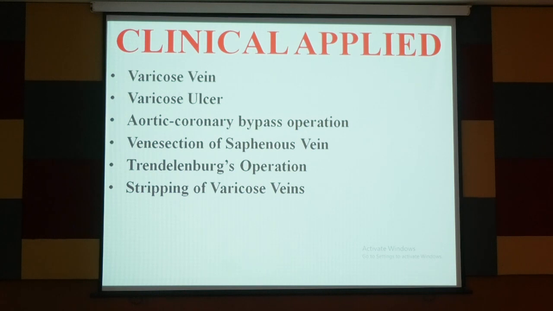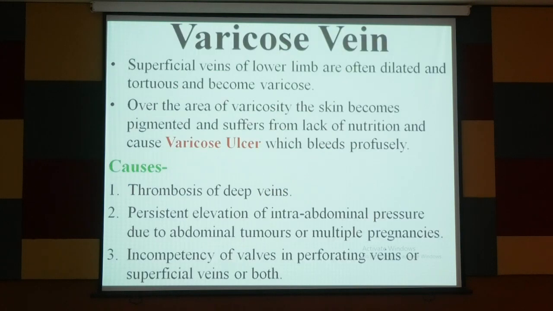Now, clinical applied. Now, these are the varicose vein, varicose ulcer, aortico-coronary bypass operation, venesection of the saphenous vein, Trendelenburg's operation, and stripping of the varicose vein. Now, these are varicose vein. Superficial vein of lower limb are often dilated and tortuous and becomes varicose. You will see many people are having their veins are very tortuous and swollen up. Sometimes there is varicose ulcer, pigmented and suffers from lack of nutrition and cause varicose ulcer which bleeds profusely.